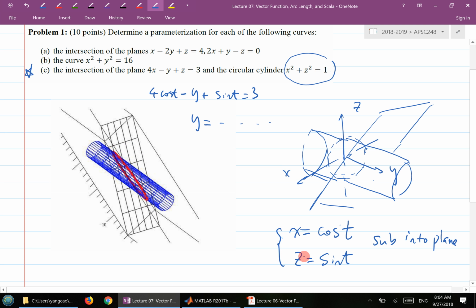Now you have x, y, z all as functions of the parameter t, and that is the parametric equation. We substituted into the plane equation to get an expression for y, so x, y, z must satisfy both the cylinder equation and the plane equation. That's the answer, and that's how you use the substitution idea to obtain the parameterization of a curve. Okay?